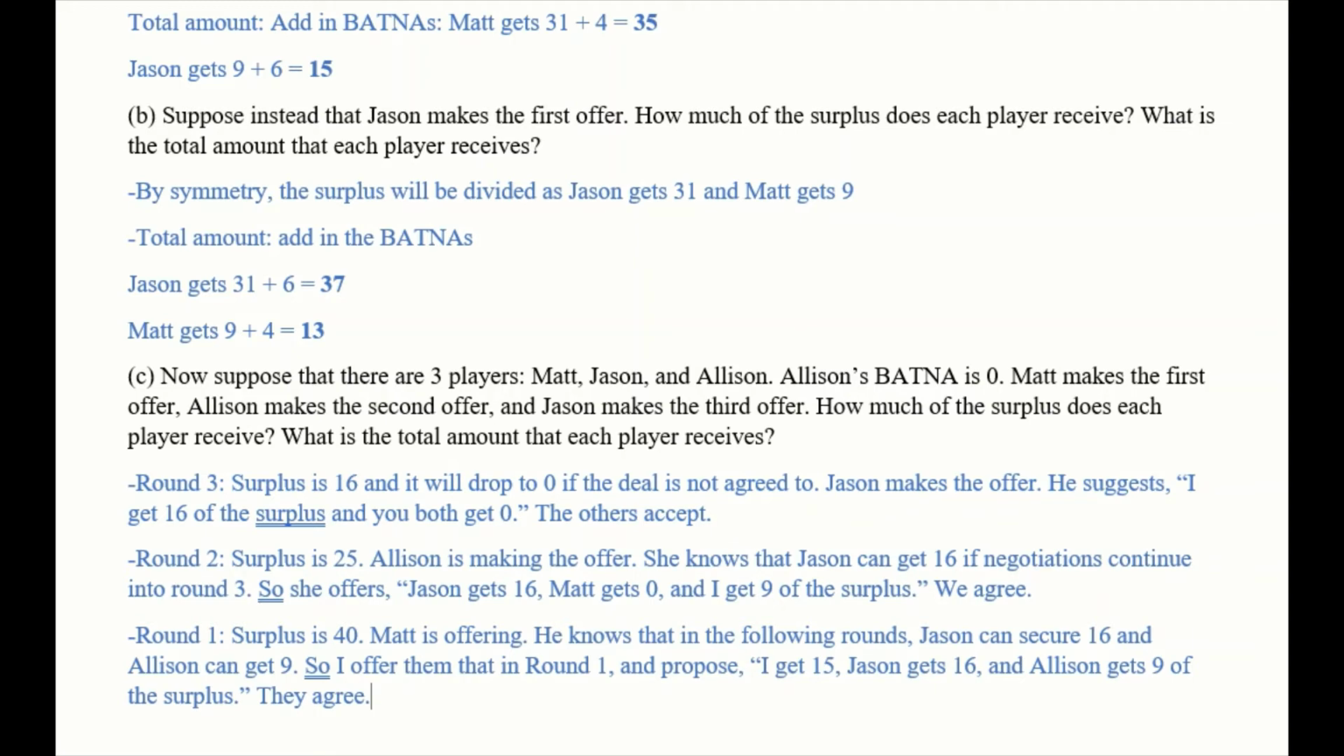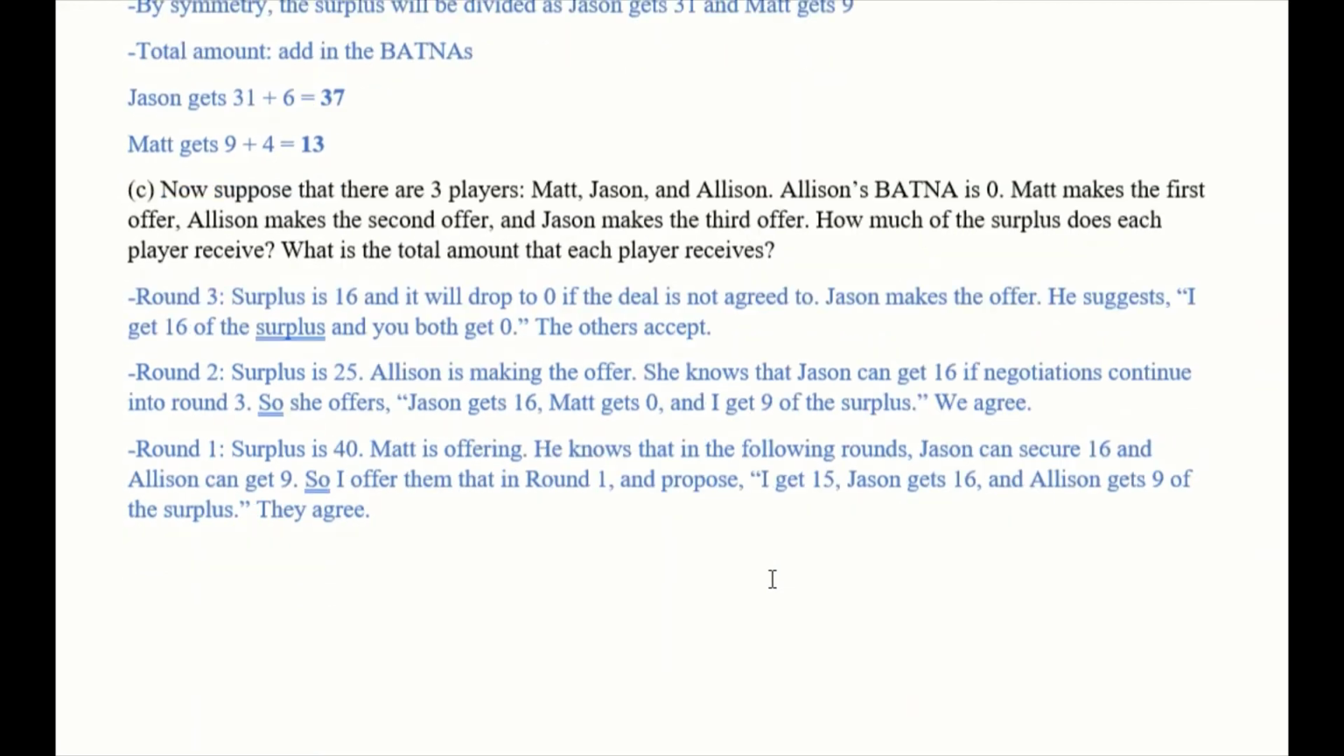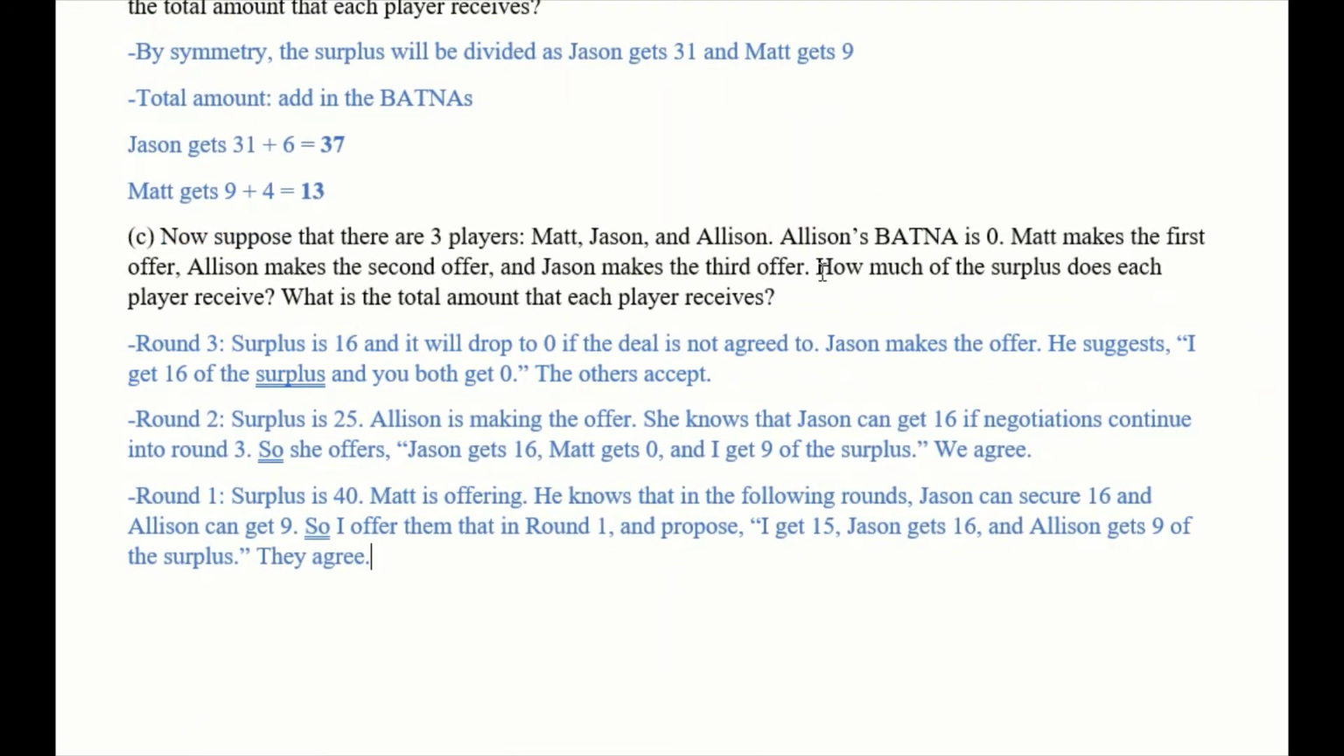And they'll say yes because they have no better alternative. So that's how much of the surplus we divide. So that's the answer for the surplus part of the question. Total amounts. We now consider the BATNAs.